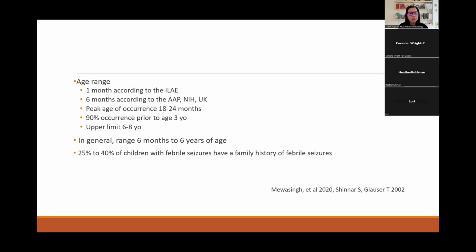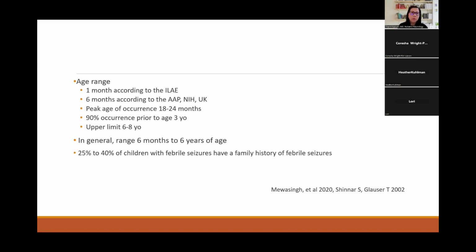The peak of occurrence is about 18 to 24 months of age, particularly if the child is within that age range in a seasonal period of the winter months where common colds and viruses are being passed around. We're in close proximity indoors. So daycare children at that age are very prone to febrile seizures. And 90% of the febrile seizure occurrences are before 3 years of age.